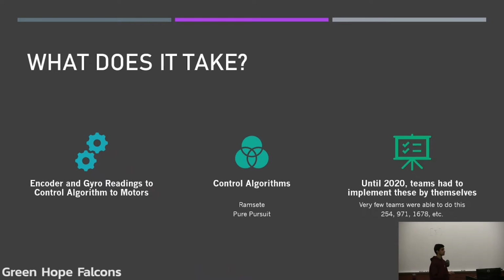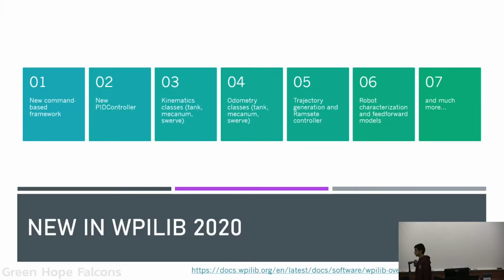There's a series of control algorithms that we can use. Some of you might have heard of Ramsey or Pure Pursuit. And as I said earlier, until this year, teams had to implement all of this by themselves. They've had to write thousands of lines of code to get from encoder and gyro readings to motor outputs. But that all changes in 2020. A lot of developers, including me, looked at all of this and said, we need more teams to have access to things like this. So I started contributing to WPILIB in the summer of this year, and I helped develop the kinematics, odometry, and trajectory generation code for this year.